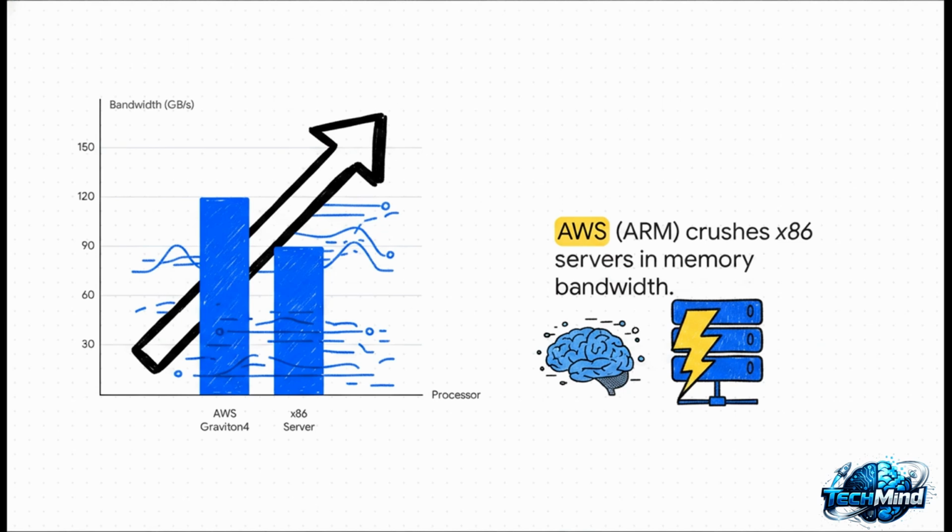And why does this matter to us? Well, in AI workloads like large language models that are constantly shuffling massive data sets, this bandwidth difference gives ARM a staggering 168% advantage in real-world AI inference speeds. No way around it, that is huge.